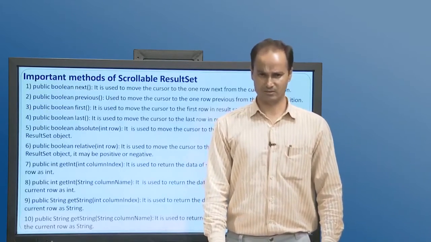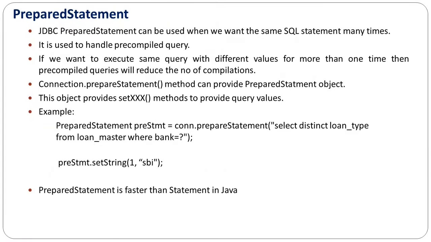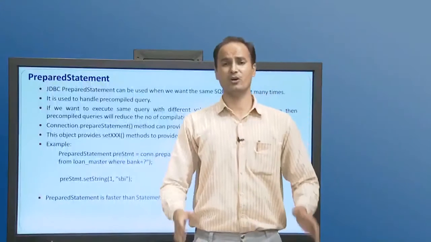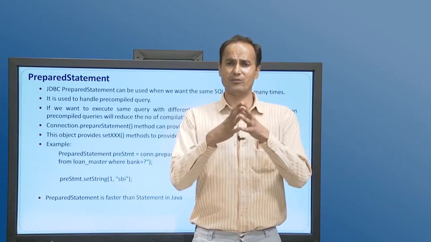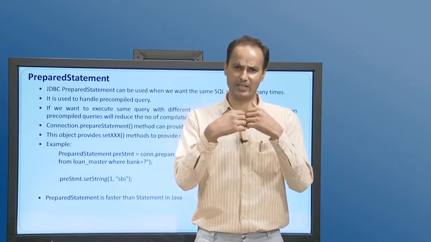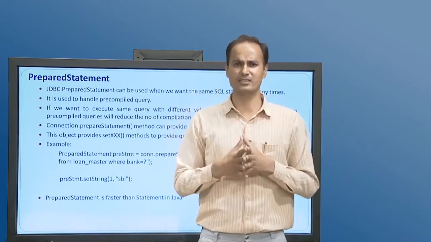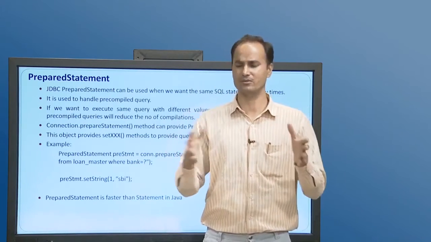Now, a scrollable result set has a number of methods. As I told you, once you have a result set, you can scroll the result set backward and forth. Using these methods, you can move next, previous, first, last, absolute, relative, getInt, getString. So, this is all about a simple JDBC environment in which we have discussed its steps, established the connections, fired the query, returned the result set, manipulated the result set, and displayed the results using methods like next and previous, as we discussed earlier.